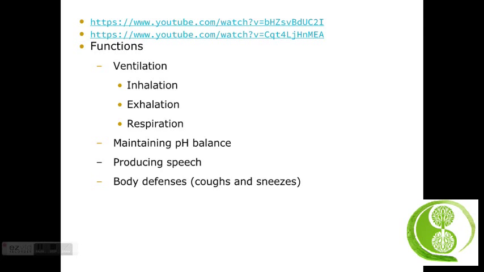And then our final function with the respiratory system is body defenses. There are some reflexive activities of the respiratory system that protect us from irritating objects in the airway. Irritation of the mucous membrane at the back of the throat or farther down the respiratory airway produces a cough. That's our body's attempt to eliminate unwanted material through the mouth. When the mucous membrane of the nasal passages is irritated, our body sneezes, thereby reflexively attempting to expel the unwanted material. And that is done, obviously, through the nose.